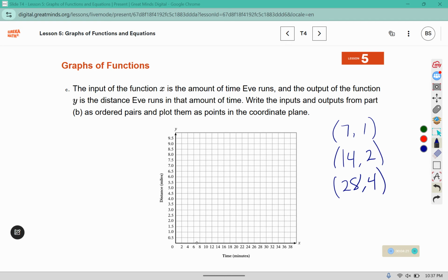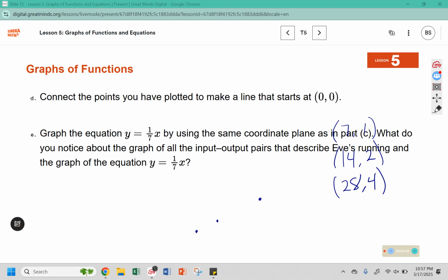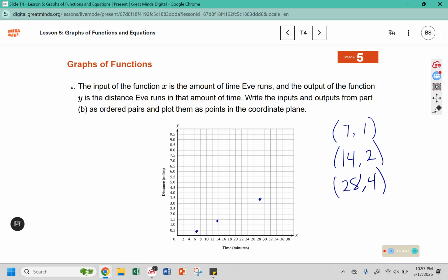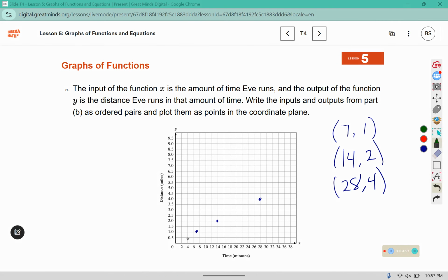7 is between 6 and 8. 14, 2. And 28, 4. Connect the points you have plotted to make a line that starts at 0, 0. That takes care of part D.